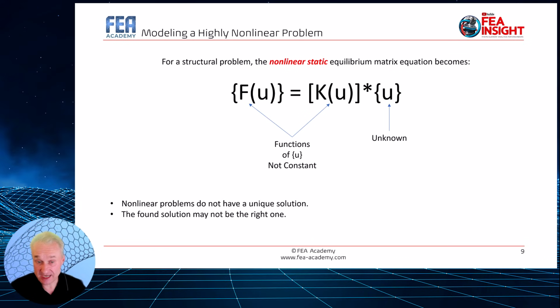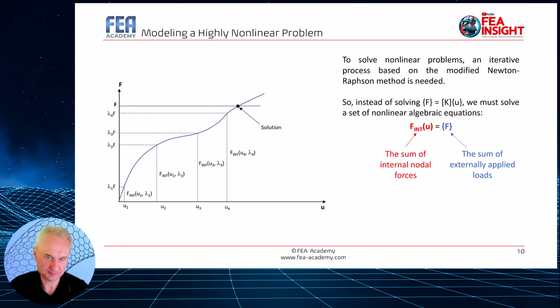At this stage, it is important to understand that unlike linear problems, which always have a single solution, nonlinear problems do not. As you will see later, even when a solution is found by a nonlinear algorithm, it may not be the solution that you are looking for. So to solve nonlinear problems, the Newton-Raphson method is used. And the Newton-Raphson method is an iterative process.